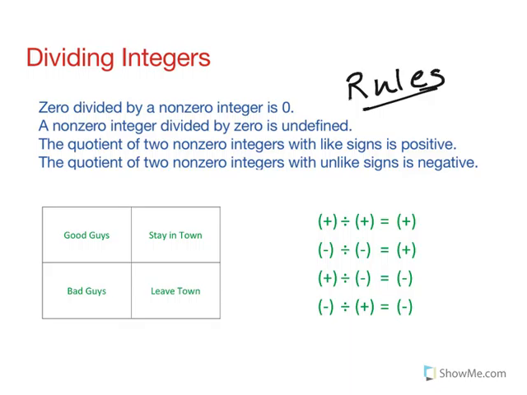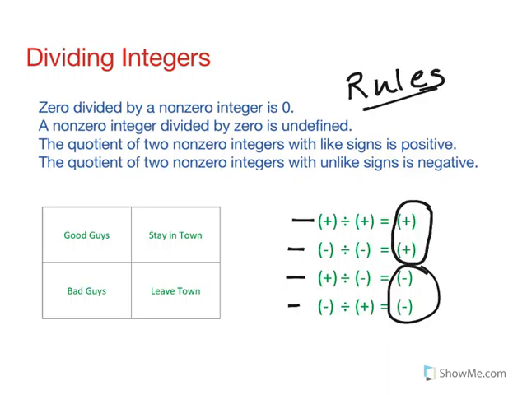A quotient of two non-zero integers with like signs, both positive or both negative, their quotient is going to be positive. And the quotient of two non-zero integers with unlike signs, positive, negative, or negative, positive, their quotient is going to be negative.